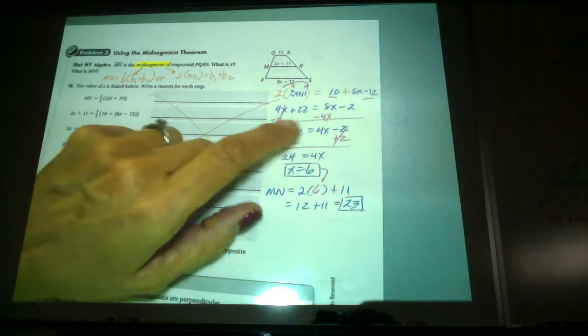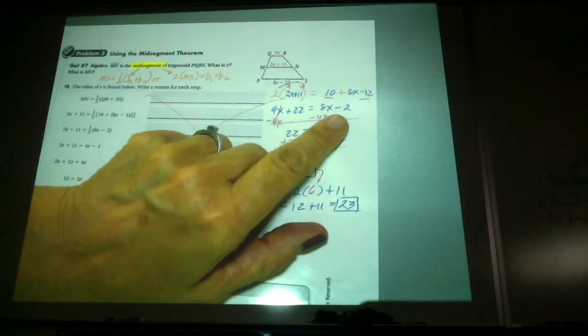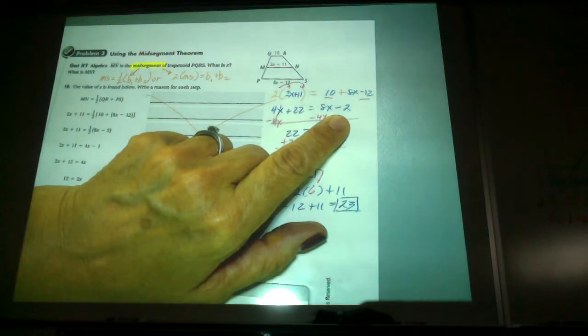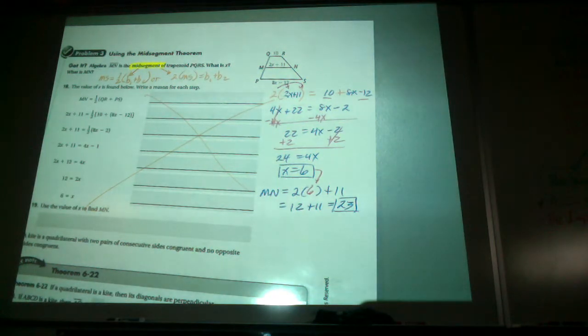And so all I did was distribute the 2. I got 4x plus 22. And then I collected the 10 and the negative 12, which gave me that negative 2. And so then I subtracted the 4x from both sides, and then added 2, giving me 24 equals 4x, and then divide by 4.